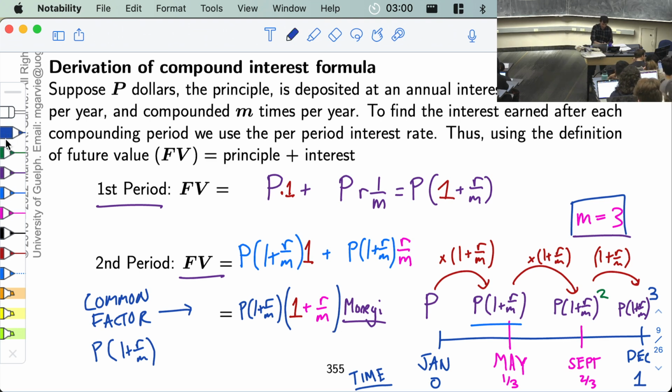That is exactly P times 1 plus R over M, all to the power 2. There's a 1 plus R over M coming from the first interest period in May, and there's another 1 plus R over M from this funny factoring that we did. So the pattern is, to go from one period to the next period, you always multiply by 1 plus R over M by doing this factoring thing. Let me freeze that on the screen while I go to the next page.